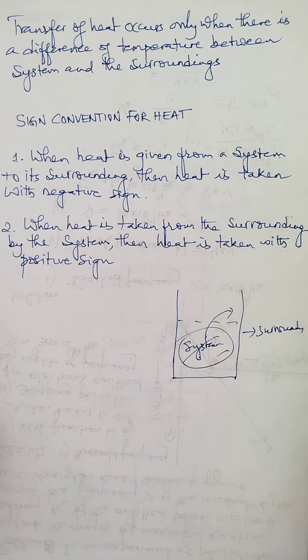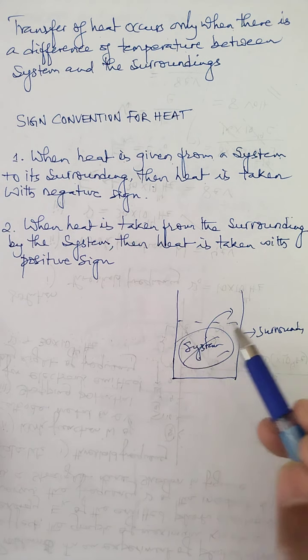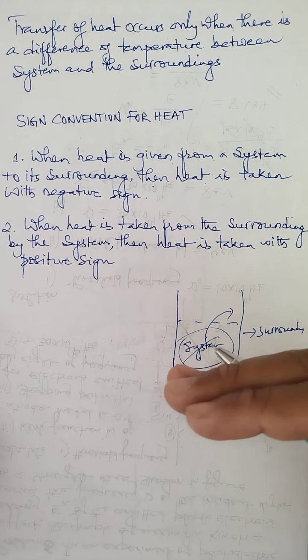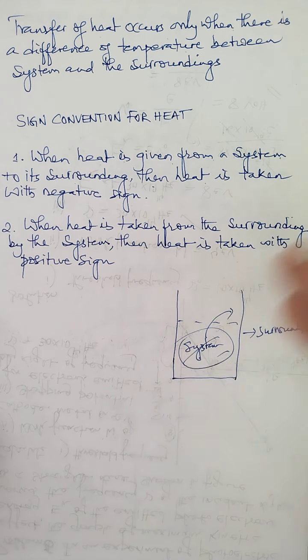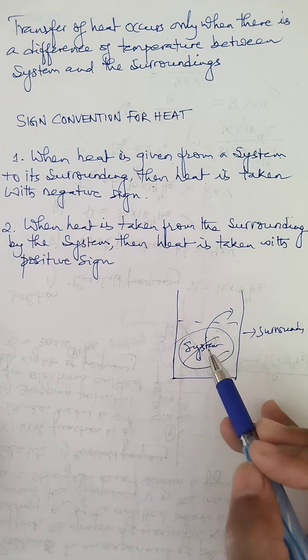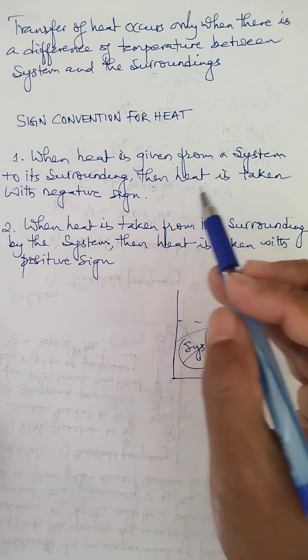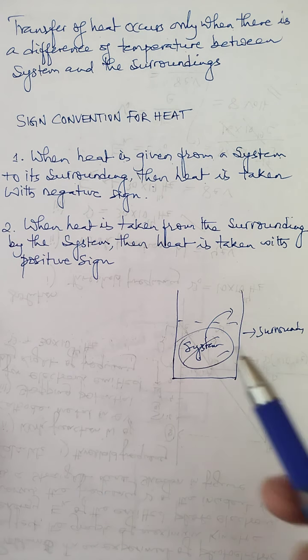Means if the system withdraws the heat, or we take out the heat and give it to the surrounding, then the heat is taken with negative sign. The heat will be taken at what sign? Negative sign. That means when the system gives some amount of heat to the surrounding, that heat which is taken out is always a negative sign. That's why the heat is taken with what sign? Negative sign.